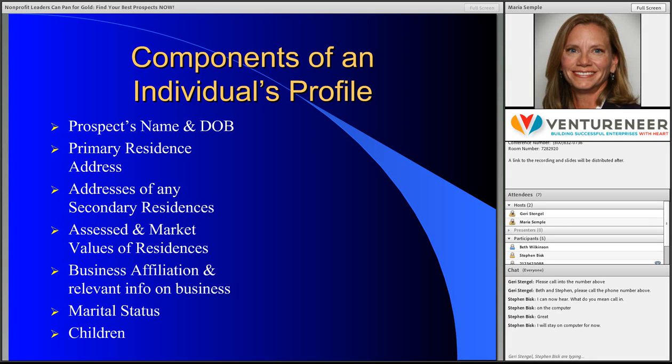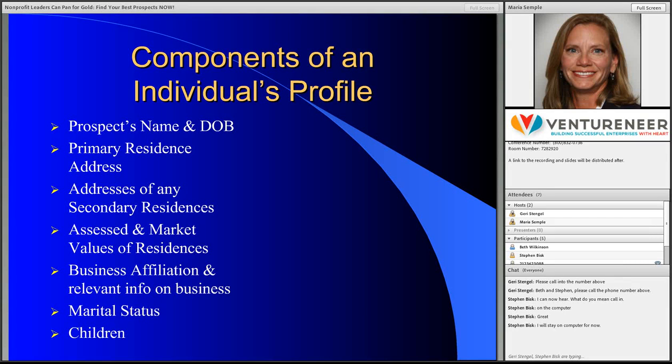Their marital status and children, if you can find those pieces, are great to have. Again, thinking back to those internal sources, your board, your staff, your volunteers, they may have access to that information quite readily, because they know the people, and will be able to fill you in on this. Why do we want to know about children?